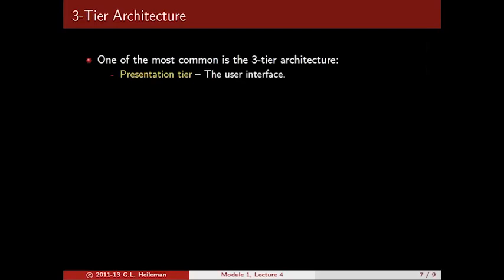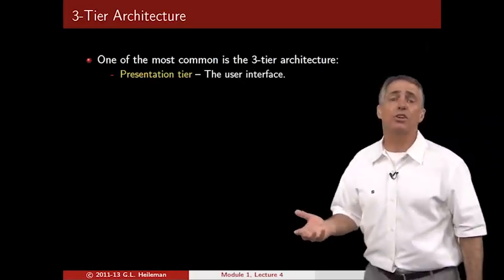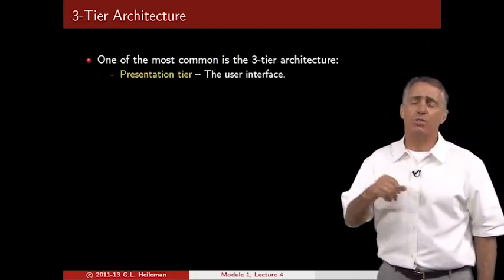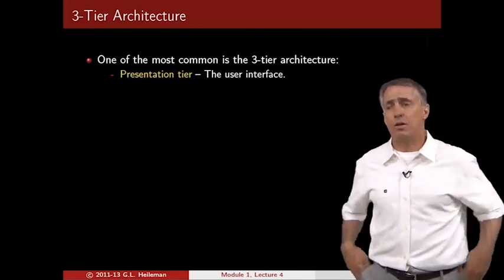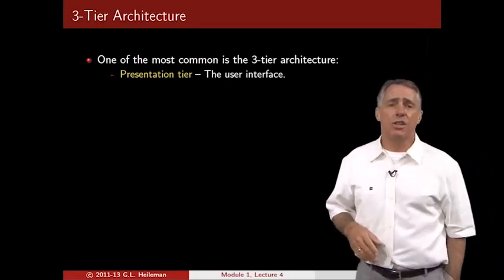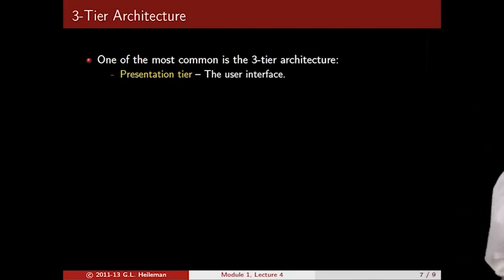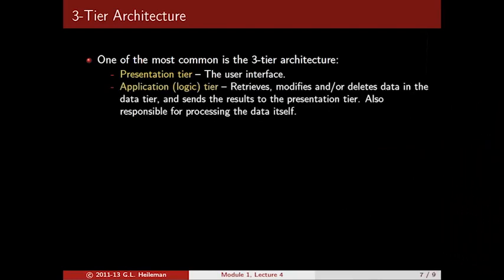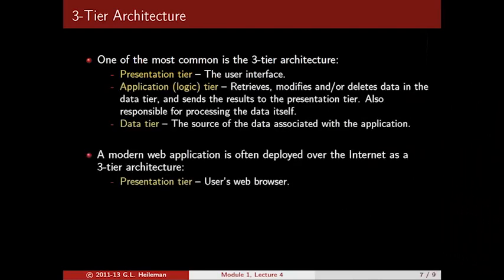So one of the most common design patterns is the three-tier architecture. So n equals 3 in this case. And we've got a presentation tier that is the user interface. We have an application tier that sits between the data tier and the presentation tier, pulling information from the data tier, operating on it, and providing it to the presentation tier.